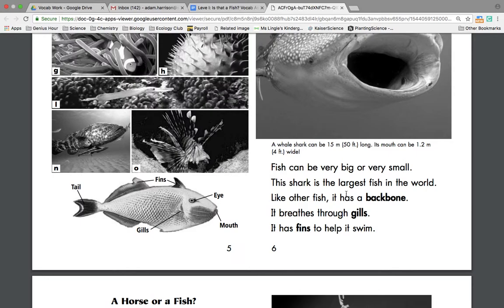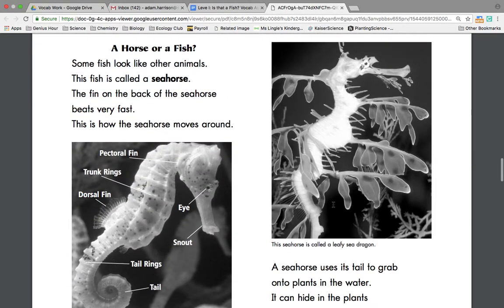It breathes through gills, and it has fins to help it swim. You know what that's telling me, boys and girls, is that all fish have backbones, gills, and fins, because it says like other fish.